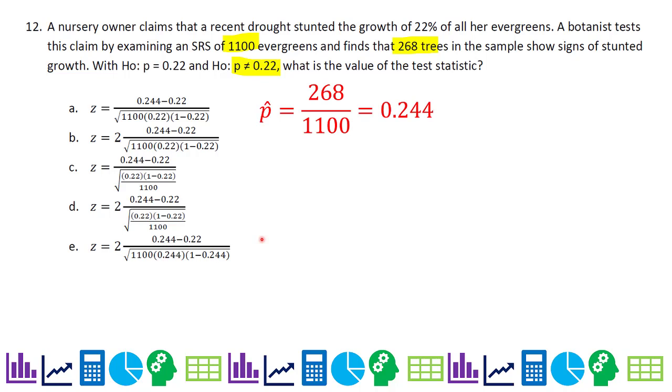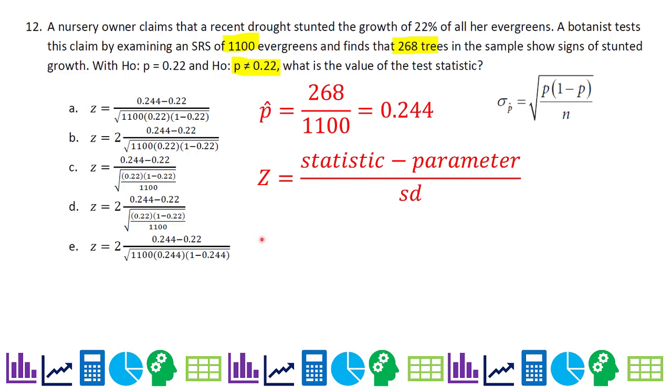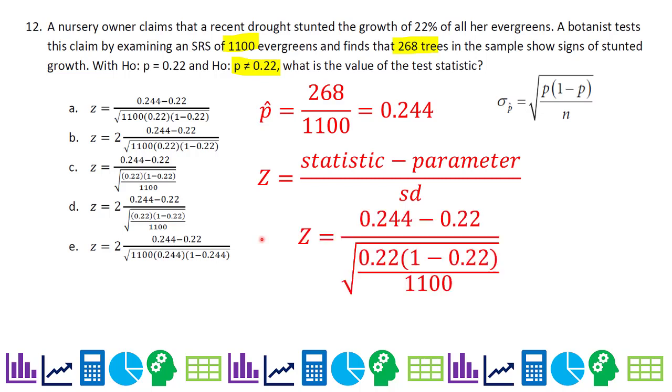So our p-hat is the 268 over 1,100, which is 0.244. Then we're going to calculate our standard deviation for the sampling distribution, right? And that will be your statistic minus your parameter. Notice I'm using the 0.22 in here because we do have a claimed value. Anytime you have a claimed value, that's what goes in that formula. Then our statistic is 0.244. We subtract 0.22, and so that matches C.